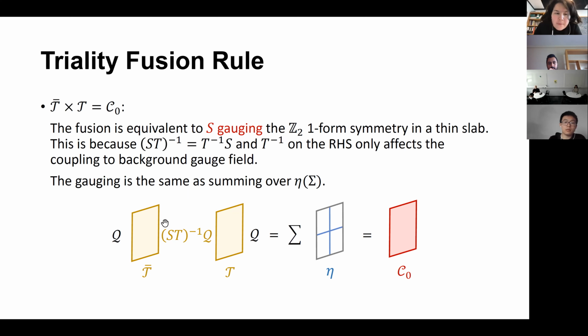So then fusing T bar and T is just like doing an S gauging in a thin slab that is sandwiched between T bar and T. And we know that doing an S gauging of a Z2 one-form symmetry is nothing but summing over symmetry defects on this 3-manifold. And so this is nothing but the condensation defect that I defined before. So this means that when we fuse T bar with T, we get the condensation defect.